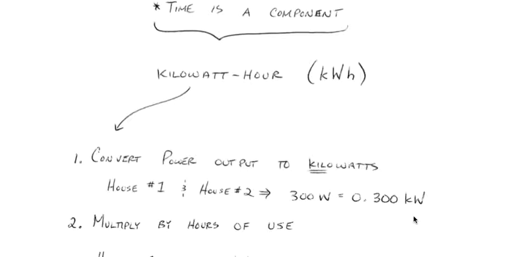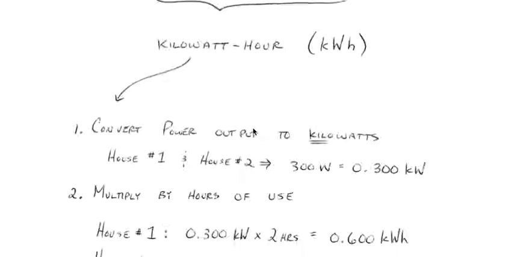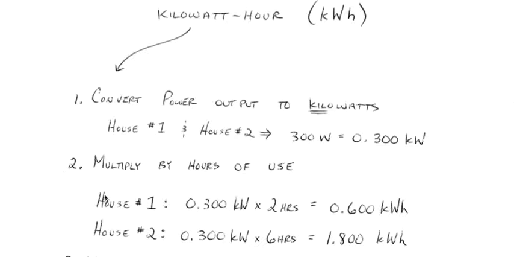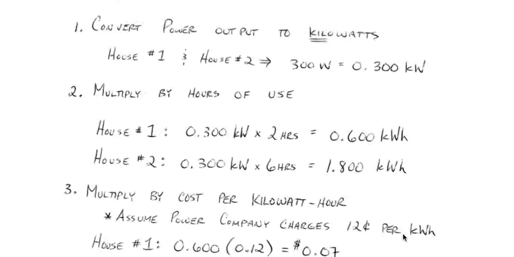Once you have your kilowatts, to get kilowatt hours, you just multiply by how long you've used that device. So in House 1, which uses it for 2 hours, I multiply my power output times the 2 hours I use it, and I get my total kilowatt hours for this household. I'll do the same for the second house using the 6 hours, and I get about 1.8 kilowatt hours. That's what the power company is going to charge. It's going to charge the power output of the device times how long you've used it.